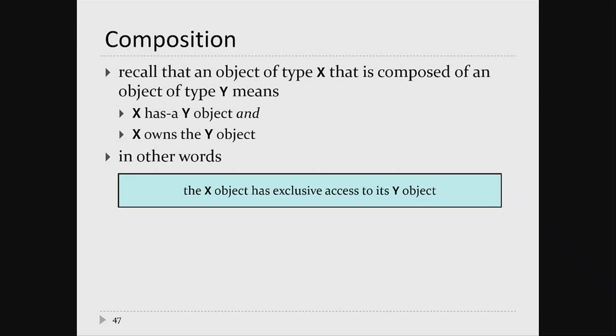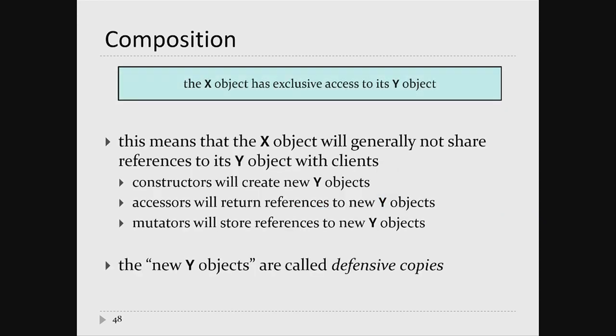So in other words, your class X is not going to hand out a reference to its internal Y object, unless the internal Y object is immutable, because you don't have to worry about the state of an immutable object. That means in your constructors, you have to watch out. If you're given a Y object in a constructor, the constructor has to make copies of the incoming Y objects. If there's some method in X that tries to return a Y object, then you can't return the field directly.